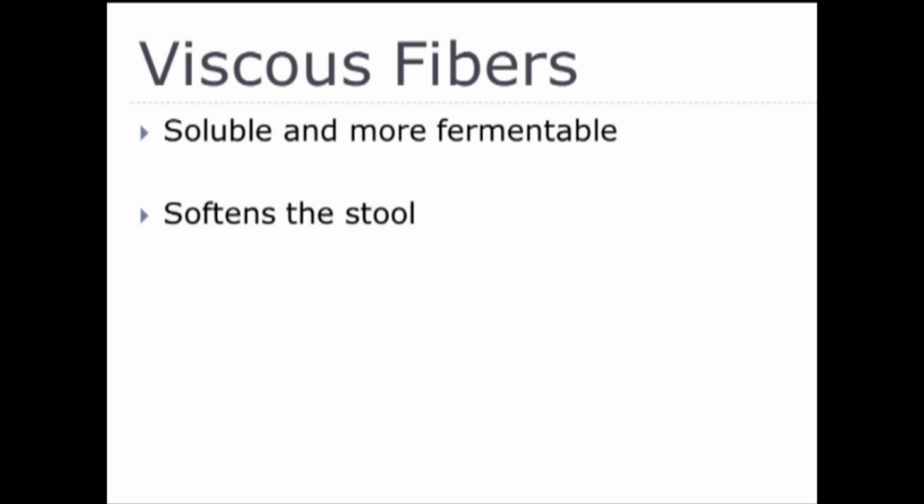So the takeaway message from viscous or soluble fibers is that they're soluble and also more fermentable in the GI tract. And this means that they'll produce gases, short chain fatty acids, for example, that give energy to the GI tract. There's some benefit in terms of influencing the makeup of the microbiota of the GI tract. And also, these viscous fibers have a tendency to soften the stool.